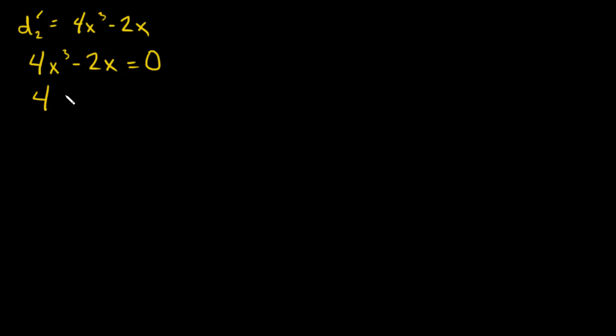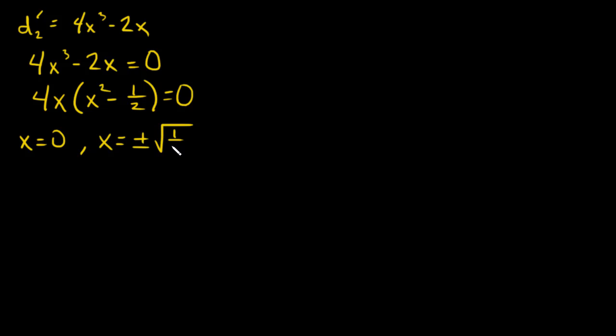So I had my d2 prime, I had that equal to 4x cubed minus 2x. And so now that I've got the derivative, I set it equal to 0, so I get 4x cubed minus 2x equals 0. I'm going to divide everything by 4x, so 4x leaves x squared minus 1/2 equals 0. Okay? So the solutions for this are when x equals 0 and x equals plus or minus root 1/2.